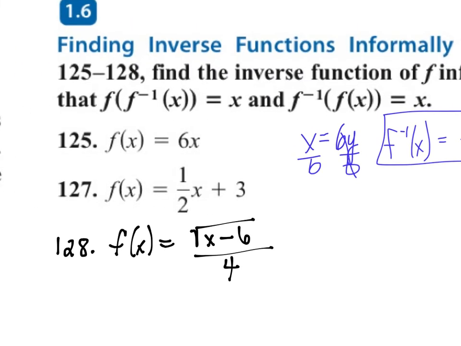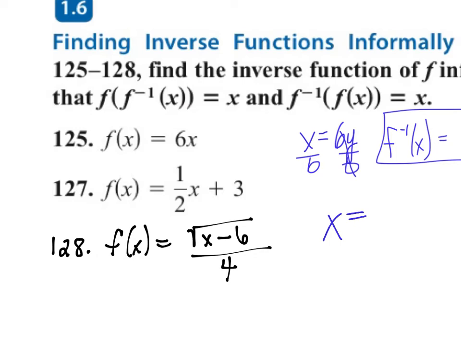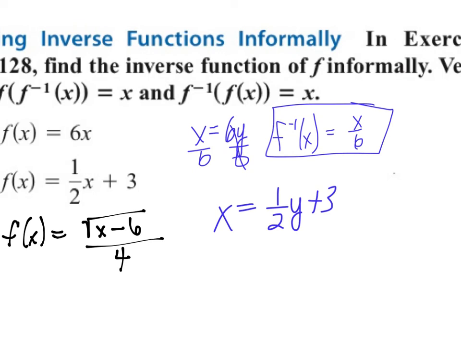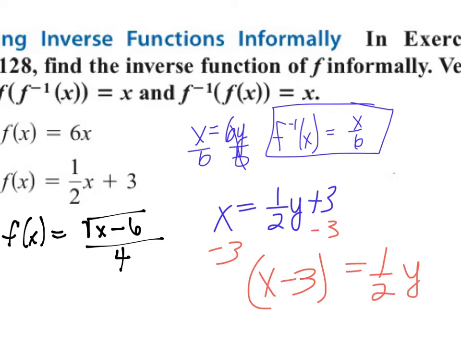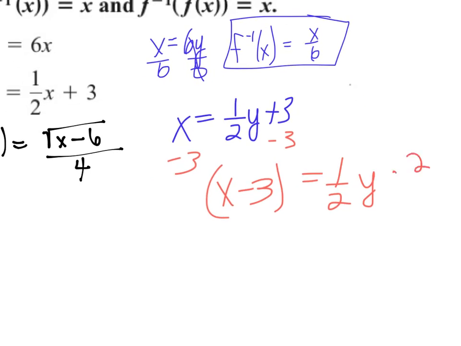So for 127, you have x equals 1/2 y plus 3. What's the inverse? What do I do? You have to put the negative. Okay, but let's solve for y first. Subtract 3. So x minus 3 equals 1/2 y. And then do what? Multiply both sides by 2. So f negative 1 of x is what? 2x minus 6. There you go.